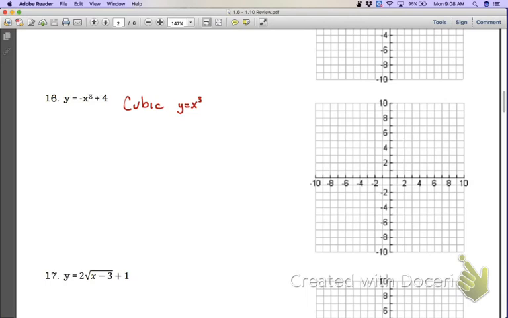Okay, so it's cubic. Then it says what are all the transformations? Well, just go through it. So what did the negative do? How did it flip it? How did it reflect it? Reflect across the x-axis. And what about the plus 4? Which way? Where did it send it from there? Up 4.